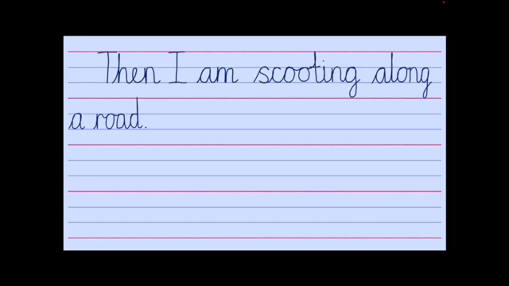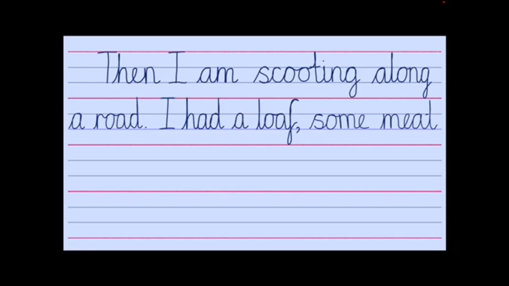I had a loaf. I had a loaf. Comma, so we know there's something else that he had. Some meat. Now, some is one of those words that we need a strategy for. So how about some of my eggs as a first sound spelling strategy? Some, I write the S, of, I write an O, my, I write an M, E in eggs, I write the letter E.